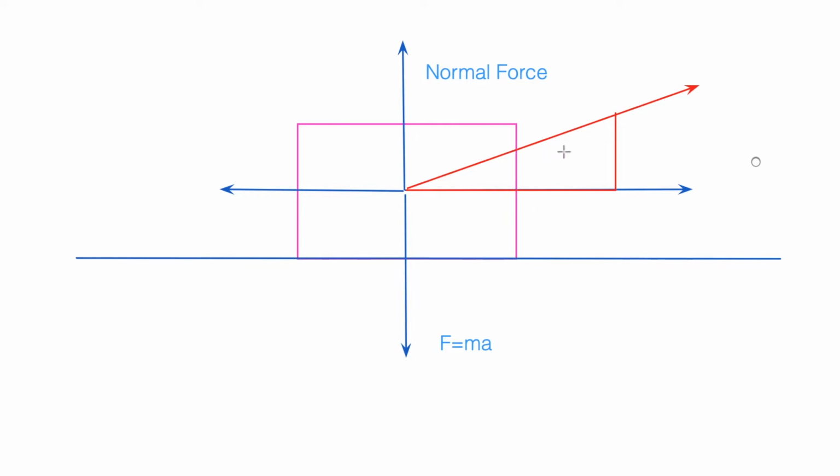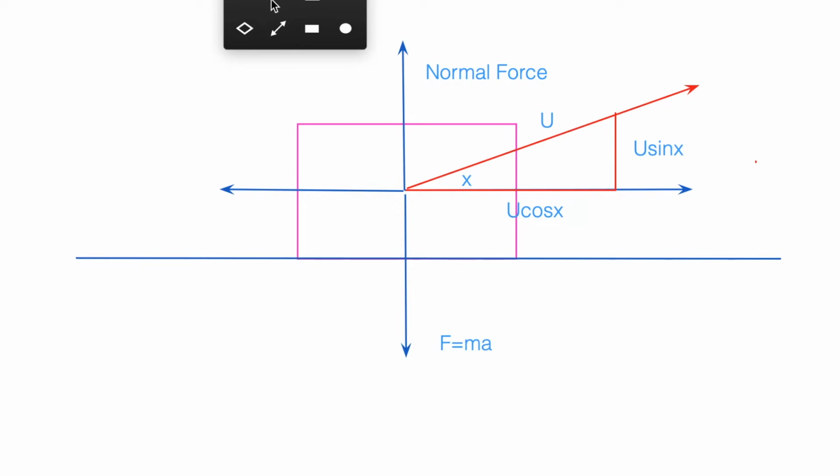Sometimes you may get a different angle given. So you can see here, if this is being pulled with a force of u in this direction with an angle of x, then this vertical component would be upwards with a magnitude of u times sine x, and the horizontal component, because it's being pulled towards the right, would be in this direction towards the right with a magnitude of u cos x.